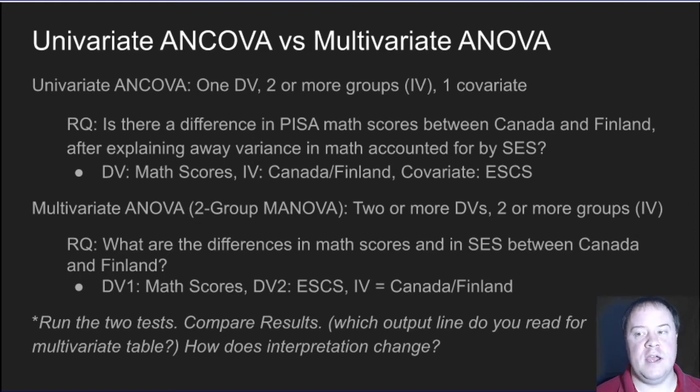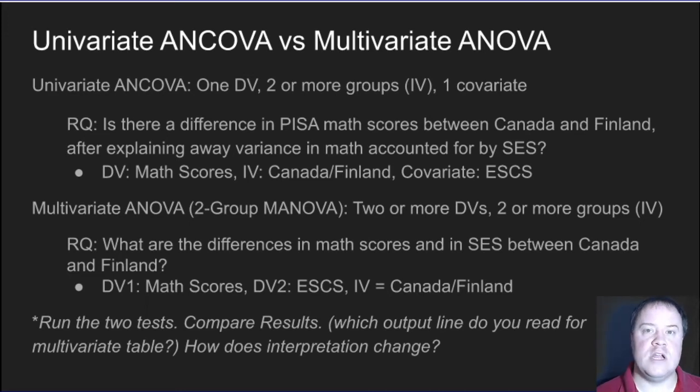The independent variable would be the country Canada-Finland variable, and the covariate would be PISA's measure of SES, ESCS. The multivariate ANOVA, which remember we're doing only 2 groups, so we're calling this 2-group MANOVA, has 2 or more dependent variables, 2 or more groups. The research question would look slightly different: What are the differences in mathematics scores and in socioeconomic status between Canada and Finland?